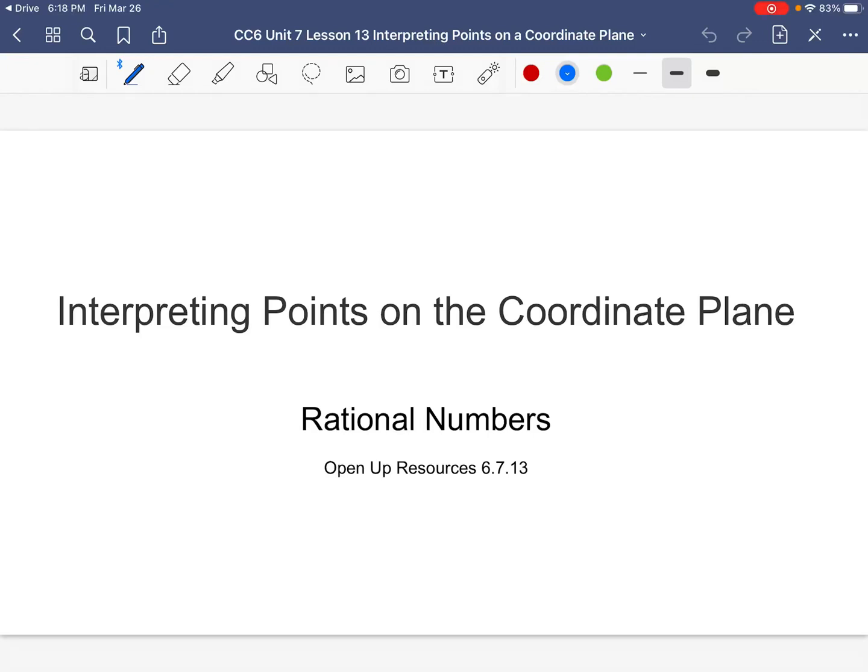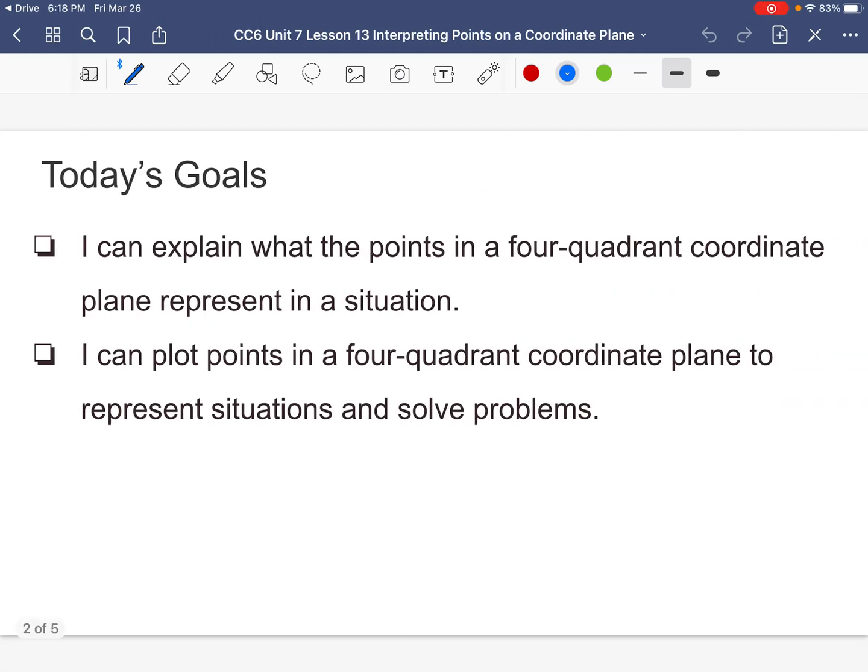Welcome to today's lesson, which is about interpreting points on the coordinate plane. The goals of today's lesson are that you can explain what the points represent in a situation, and secondly, that you can plot points to represent situations and solve problems.